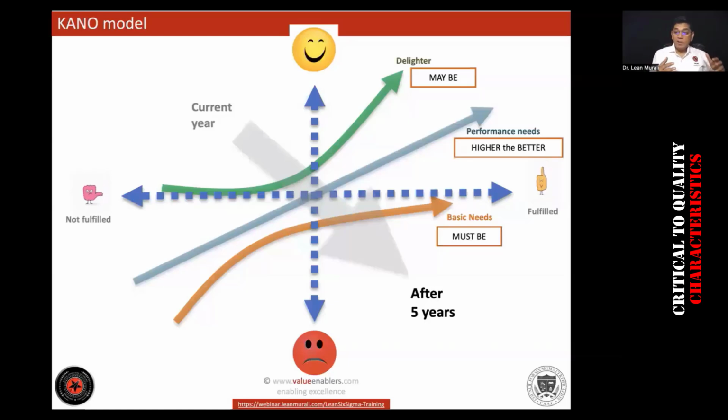I was very delighted when I bought a bike which has a button start. But now that has become a basic need. Okay. So Kano says that the delighter need is your competitive advantage, which differentiates you from the competition, but beware that eventually things will catch up and it will become a basic need.